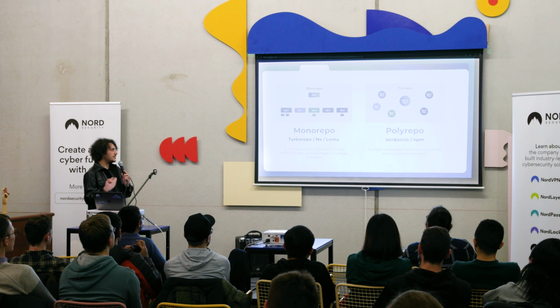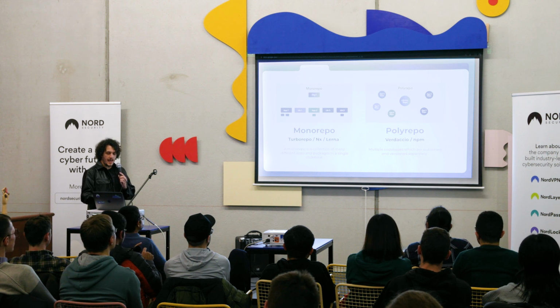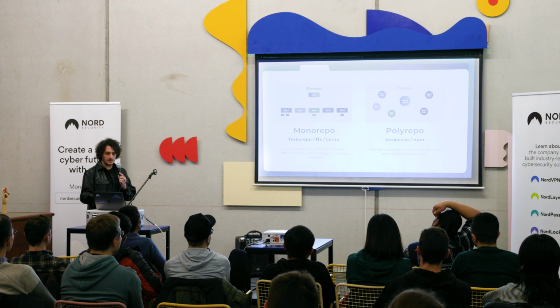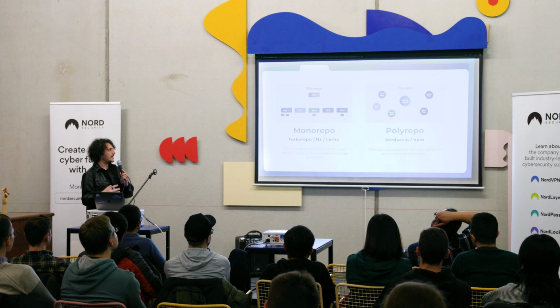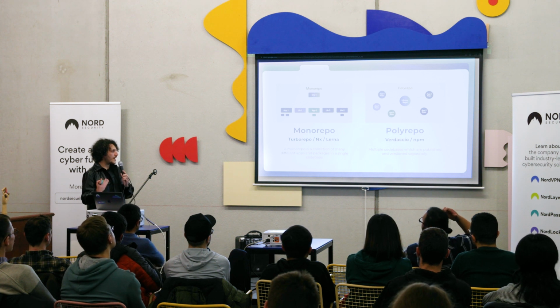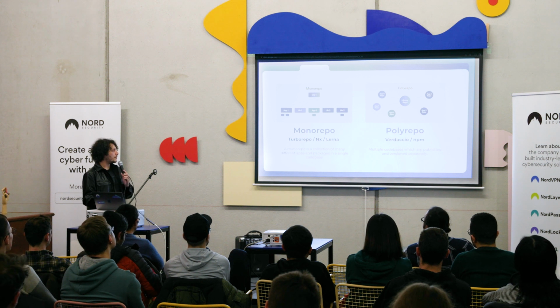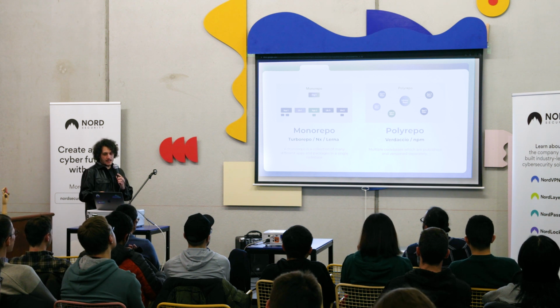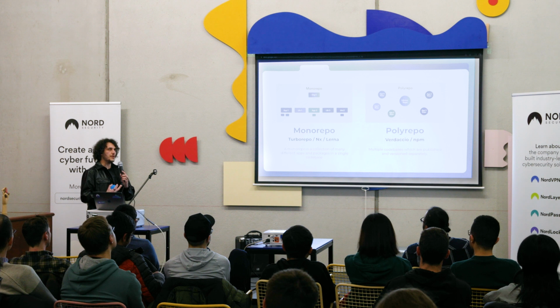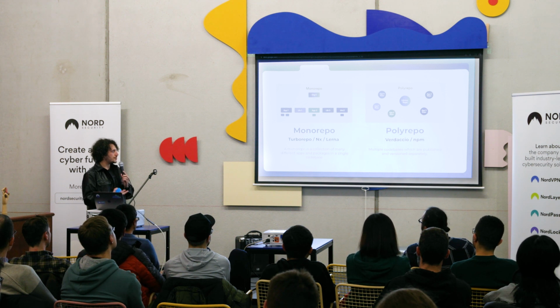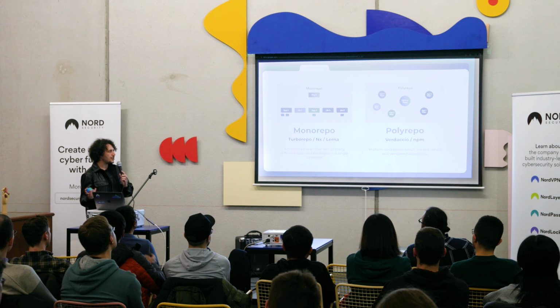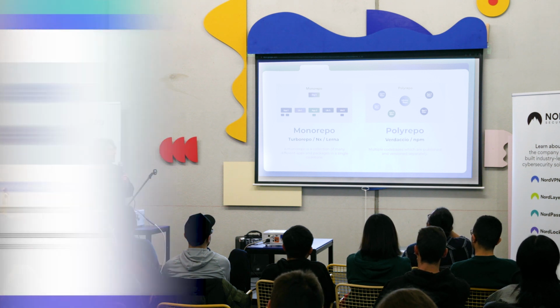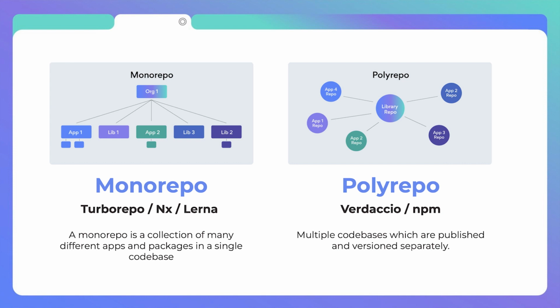Polyrepo is actually the opposite. You have one repo for everything, like one repo for each component, and they interchange through imports and different shenanigans. Some examples of tools for monorepo are Turborepo, Nx, or Lerna. For polyrepo there's no proper library for that. You just use npm, publishing your packages and importing them, or if you want to keep them private, you will probably use something like Verdaccio.